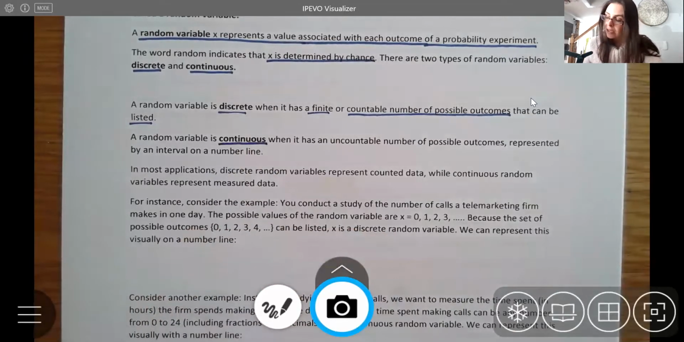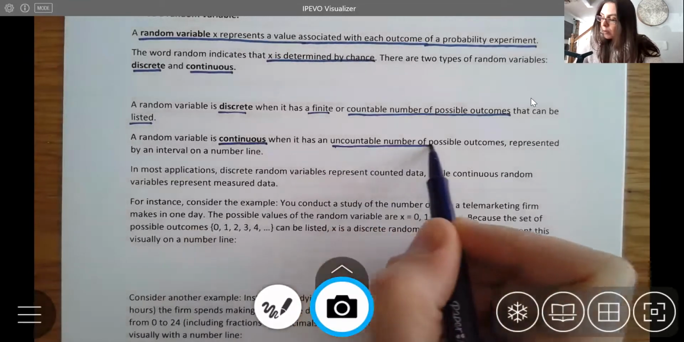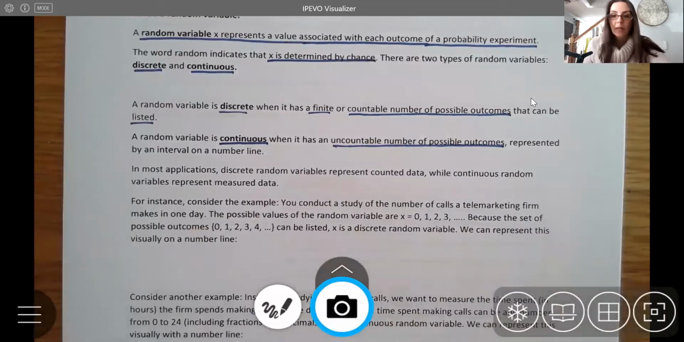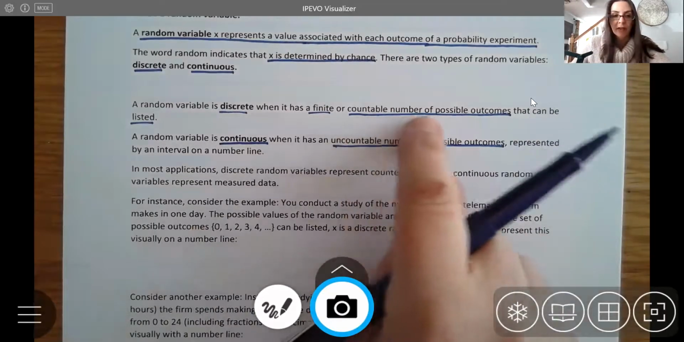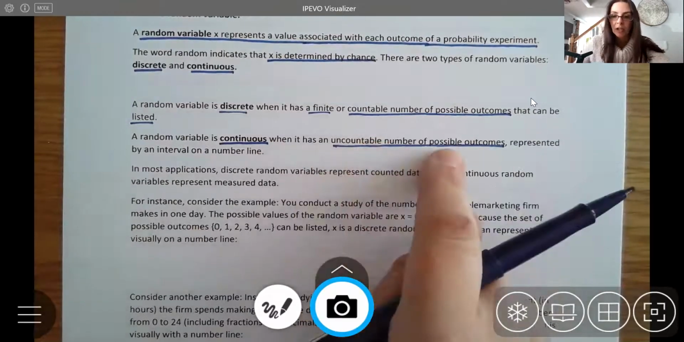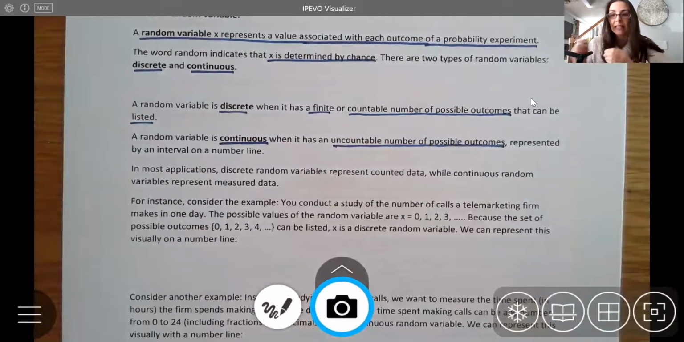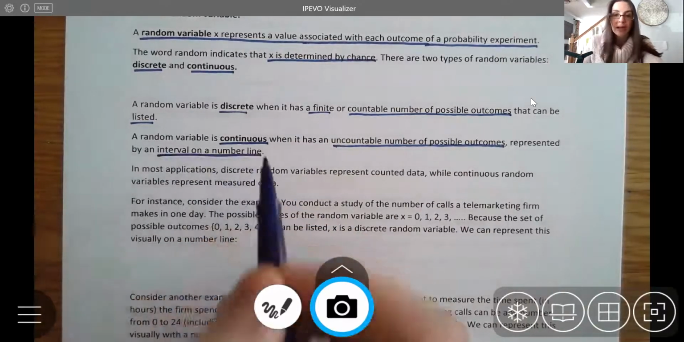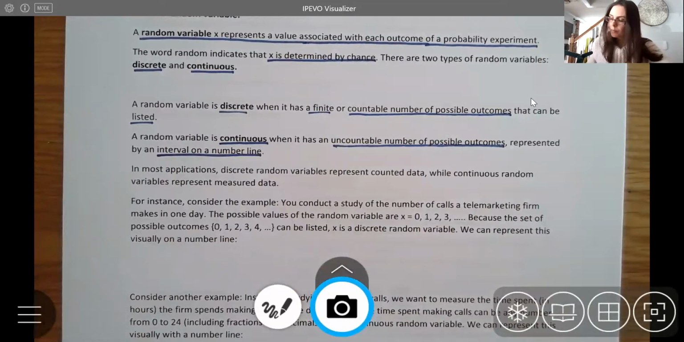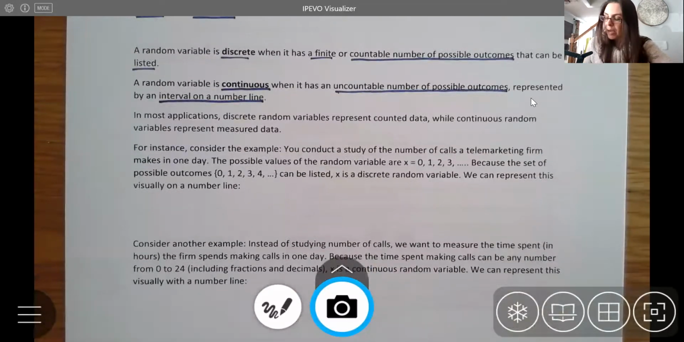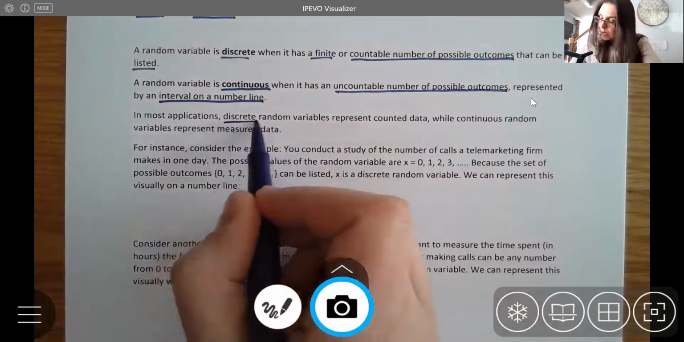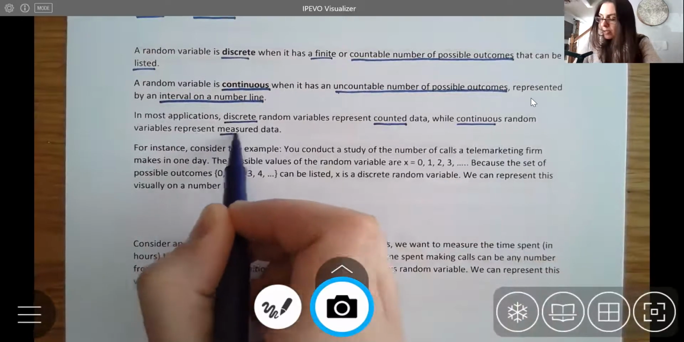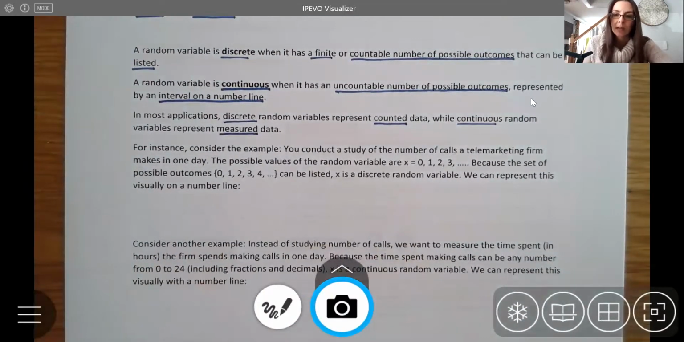You also have random variables that are continuous. So when we have something that's continuous, we actually have an uncountable number of possible outcomes. So you do have this idea of infinity, but it's more than just that, because you can have this idea of infinity with discrete. But here we actually could not count everything or even list all the options. What we typically do instead is use some sort of interval or a number line to represent them. In most applications, you're going to see that discrete random variables represent data that can be counted, while continuous random variables tend to represent data that is measured. So those tend to be the big differences.